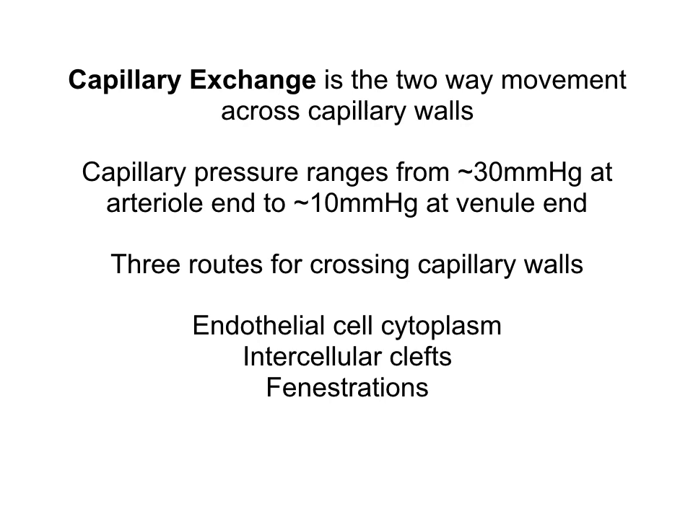Now, there are three different routes for crossing capillary walls. You can pass through the endothelial cell cytoplasm, meaning you have to be able to cross the plasma membranes and cross the cell. Intercellular clefts, those little gaps between the cells, and fenestrations, those pores passing through the cells if they're present in that particular capillary.